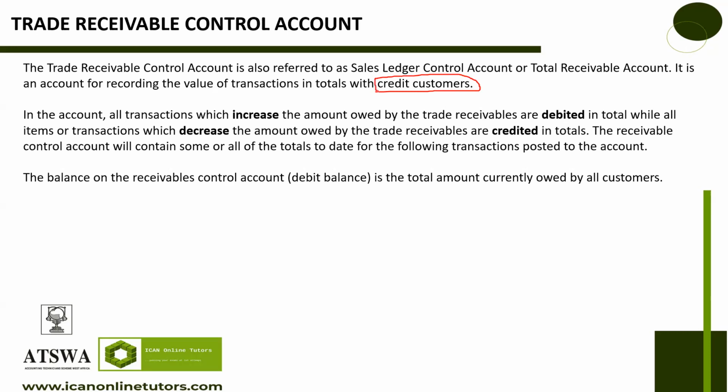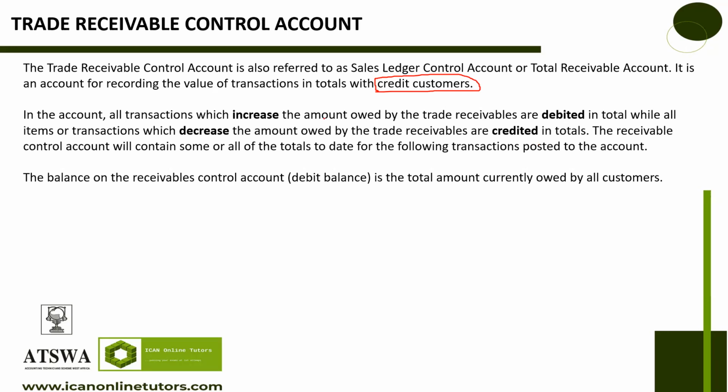So you use this account to record people that are owing the business. As money is going out, as money is coming in, you use it to record. So as people are owing you more money, you will increase the account by doing what? By debiting the total. And as people are paying you, you will decrease the amount that people owe you, right?